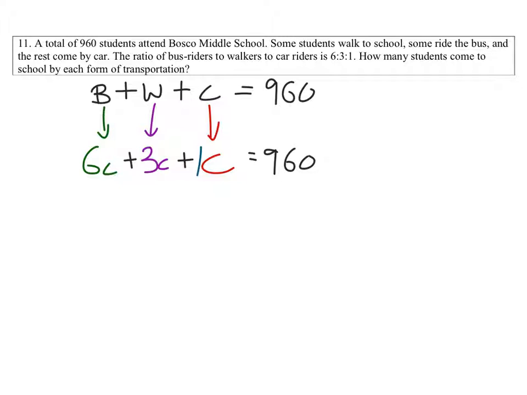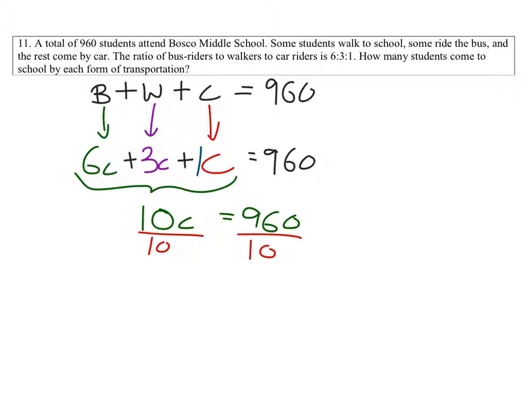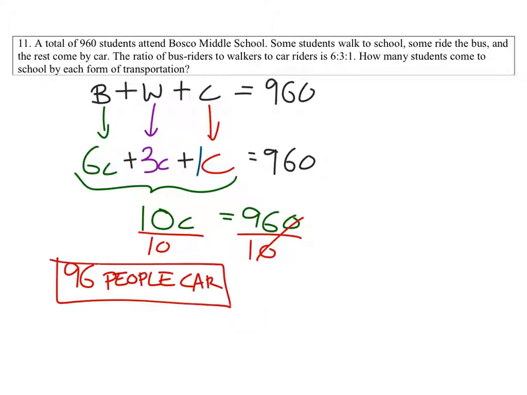Well, that's a 1C right here. So when we combine all of these, we get 10. 10 cars would be the same as 960 people. Divide both sides by 10, and those cancel. So we can see that 96 people ride in the car.